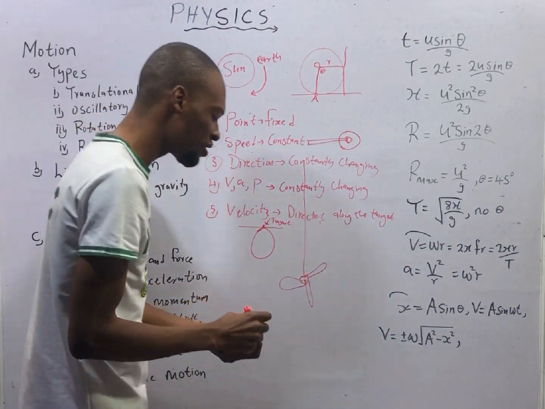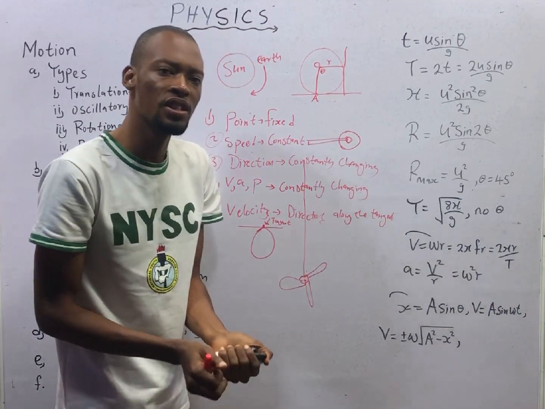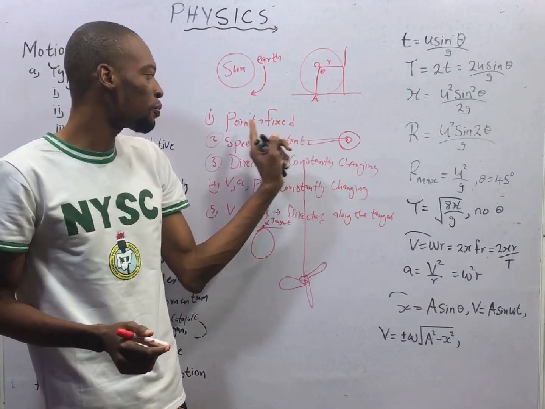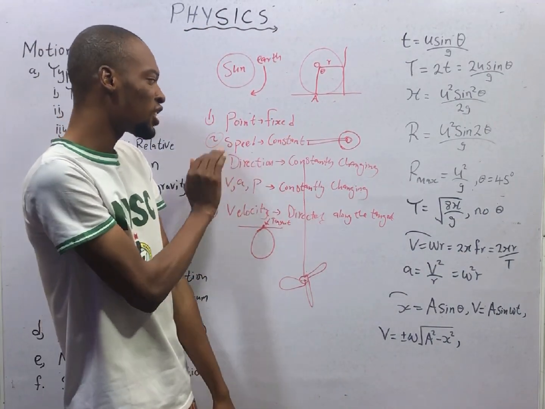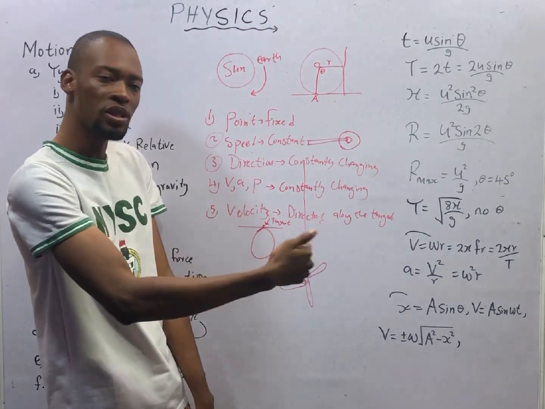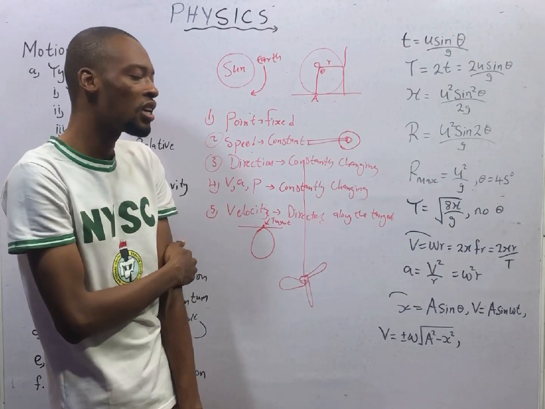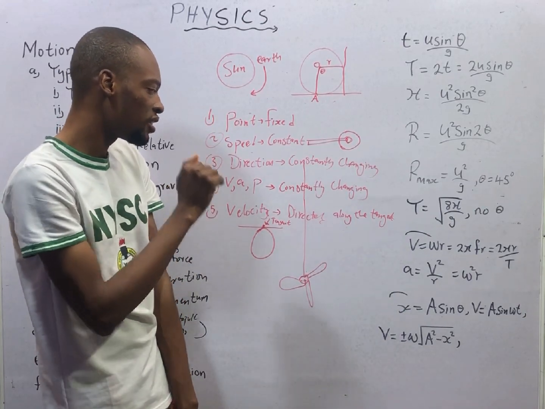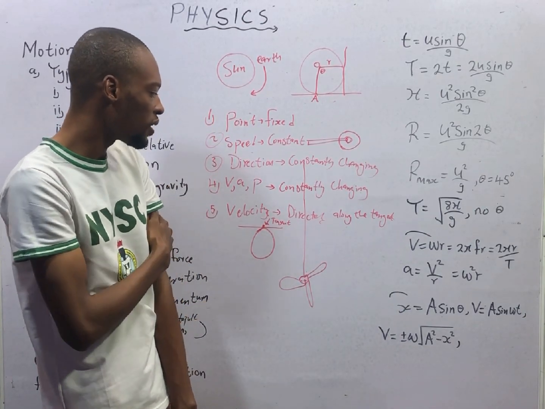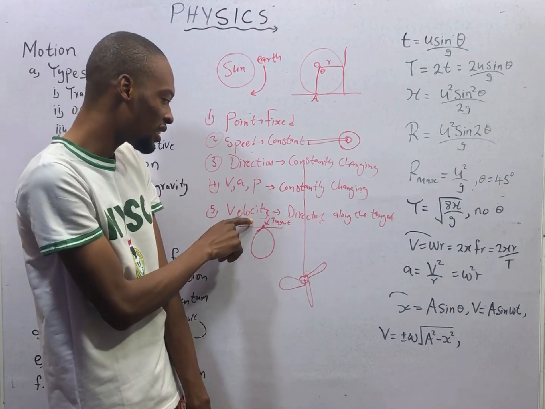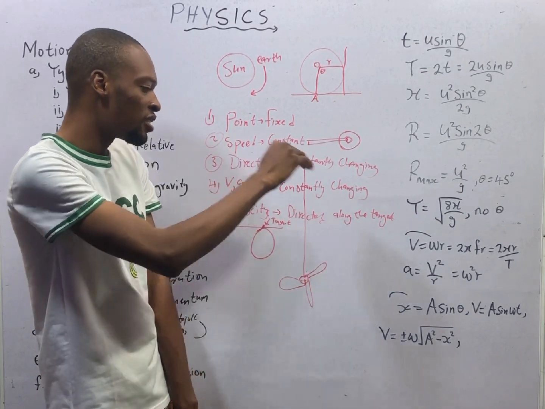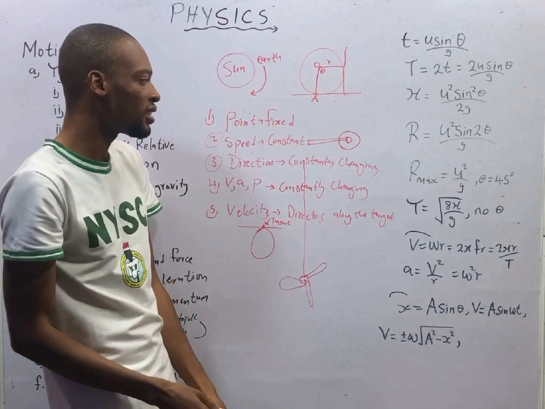So what are the characteristics of circular motion? It's a motion of a body about a fixed point with constant speed, then constant direction. The direction is changing constantly. The velocity, acceleration, and momentum are constantly changing. Meanwhile, the velocity is directed along the axis, along the tangent, while the acceleration is towards the center.